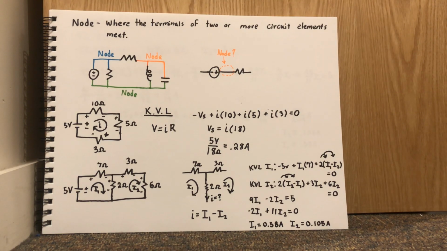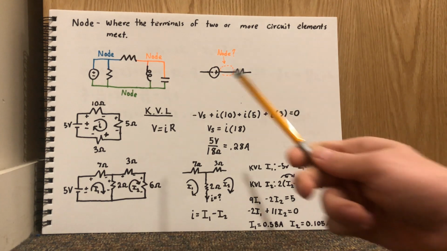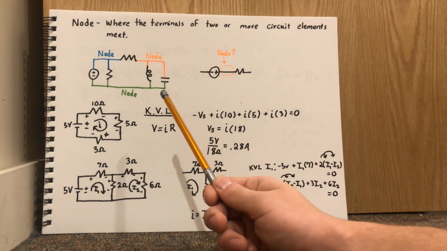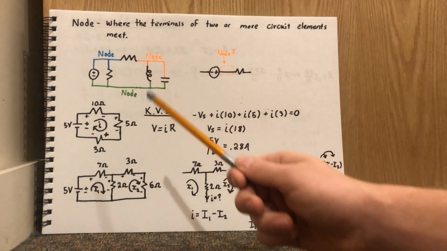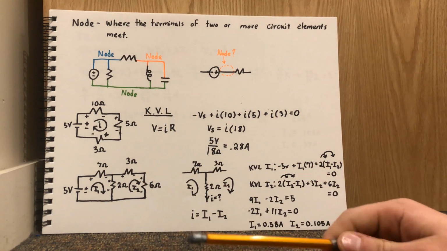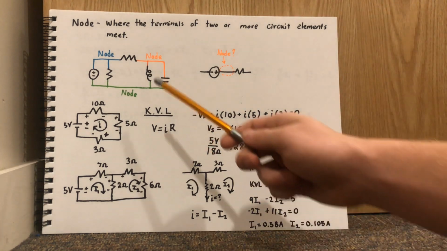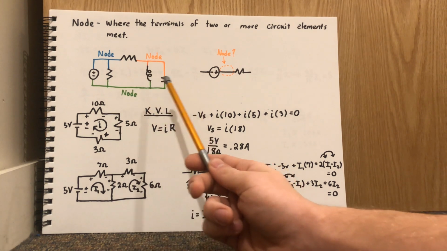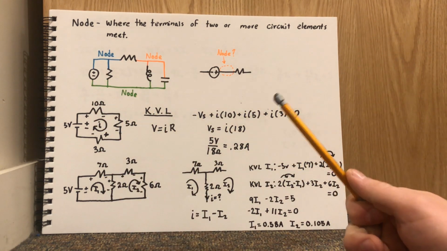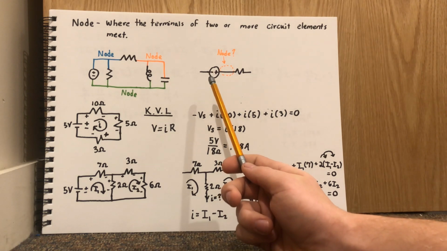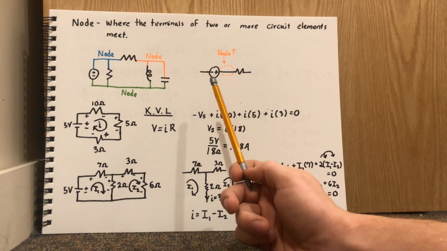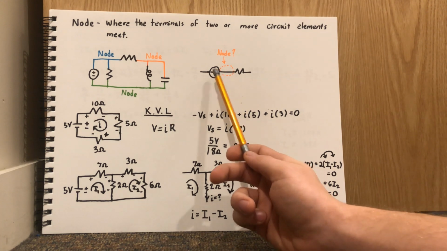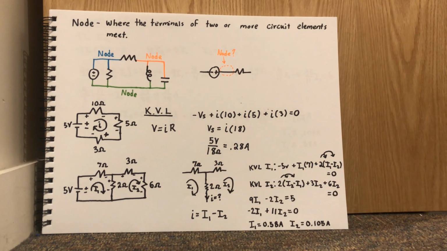Alright guys, I just want to talk in a little more detail about what a node is. A node is defined as where the terminals of 2 or more circuit elements meet. I have a circuit drawn here with a couple components, and we have 3 elements here, so we have 1 node drawn in blue. We have 3 elements here, and we have this node drawn in orange. Then we have 1 node on the bottom here, which is where all 4 of these components meet. And is this going to be a node? Well, if we look at the definition, 2 or more circuit elements, yes, it would be a node. Just this little guy right here would be considered a node.